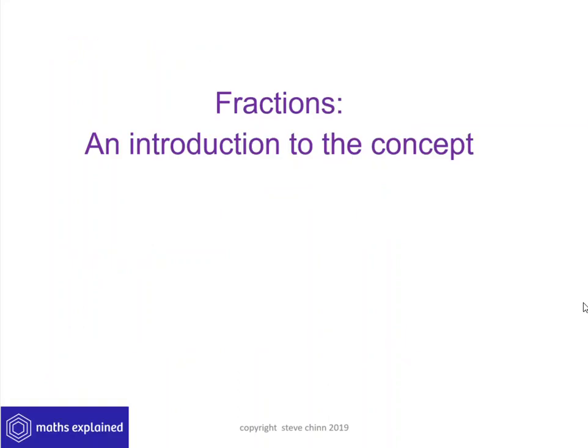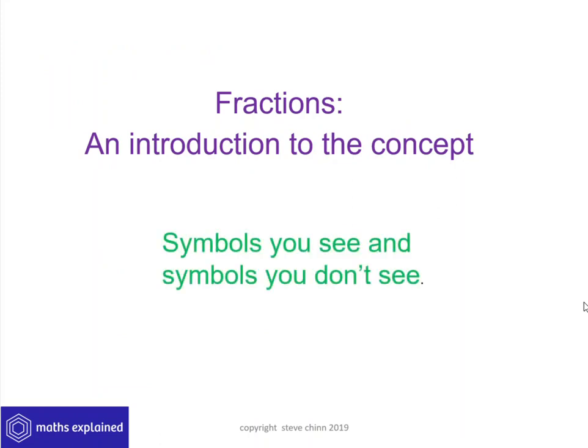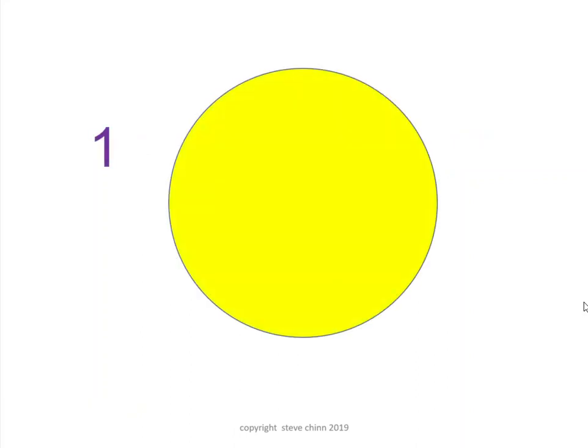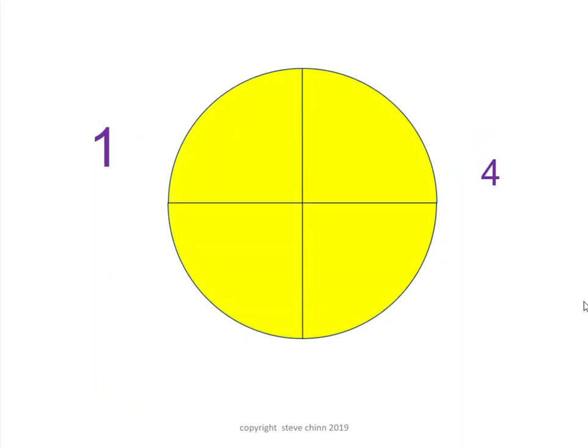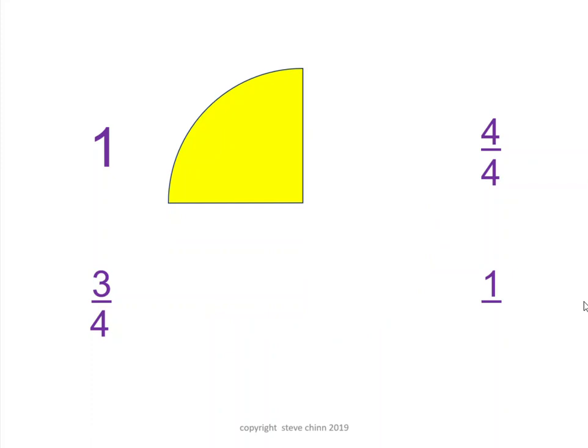Right, fractions. A quick introduction to the concept of fractions and symbols you see and symbols you don't see, which happens in maths. So here's one circle. And I'm going to divide it into 4 equal parts. So 4 equal parts. And I'm showing you 4 out of 4 equal parts. That's how we write it. That's now showing you 3 out of 4 parts. And I'm now showing you 1 out of 4 equal parts.